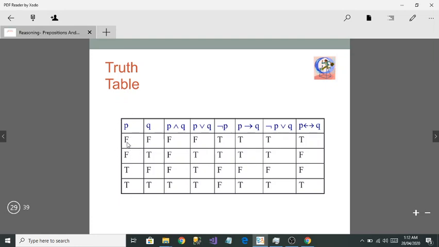That means if it is T for P, it will be false here. If it is F, it will be true here. If we talk about P implies Q, it will be false when, as I have told you, P is true and Q is false. Only then it will be false, otherwise it will be true. And when it will be negation P or Q, we are going to combine negation P and Q. So true and false, that means it's going to be true, that means you're going to use the OR.